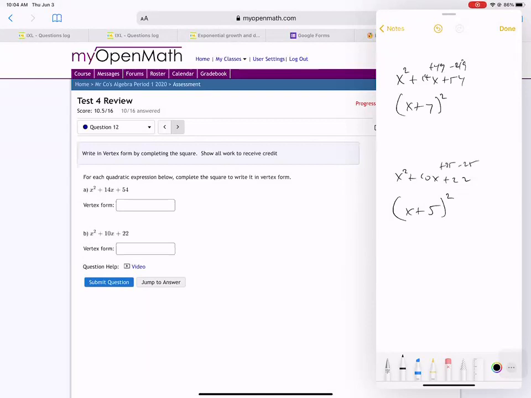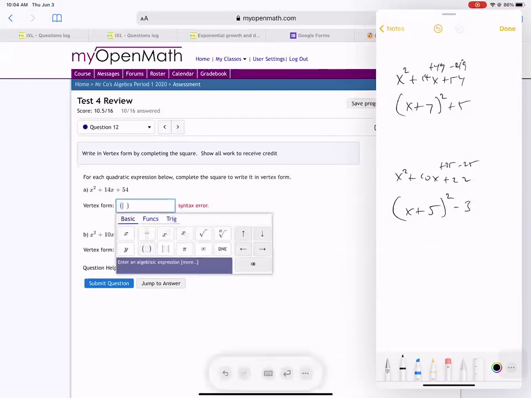I'm showing the work here. You need to show this work. 54 minus 49 is going to be positive 5. And 22 minus 25 is going to be negative 3. And that's our two answers.